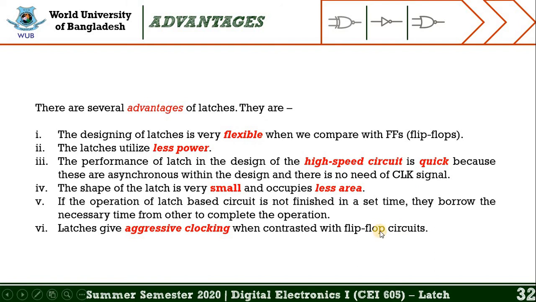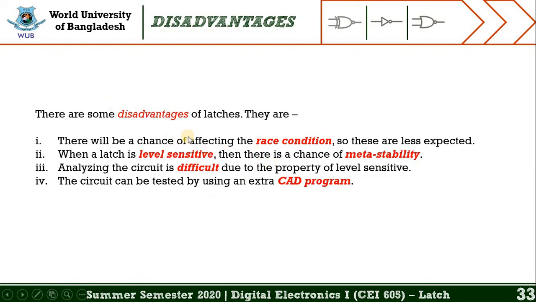We have studied some of the advantages of latches, but unfortunately, latches have some disadvantages also, which are represented in the next slide. There are some disadvantages of latches, such as there will be a chance of affecting the race condition, so these are less expected. When a latch is level sensitive, there is a chance of metastability. Analyzing the circuit is difficult due to the level sensitive property. Last one is, the circuit can be tested by using an extra CAD program.